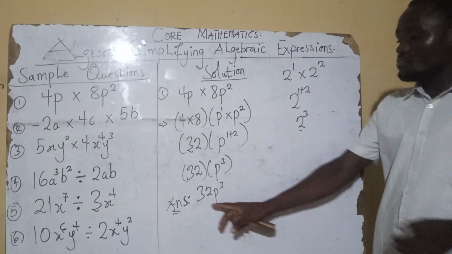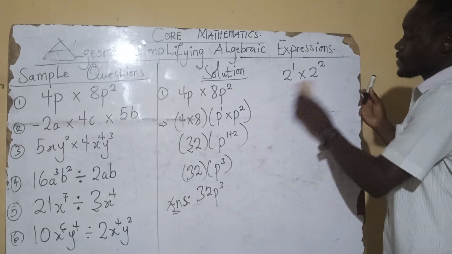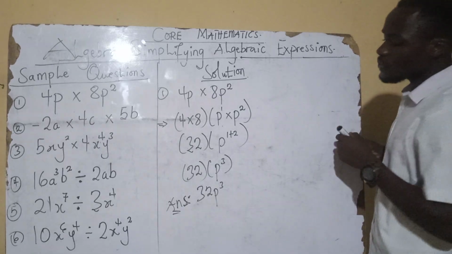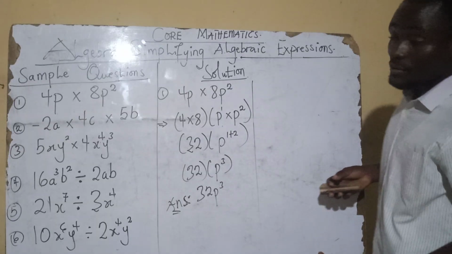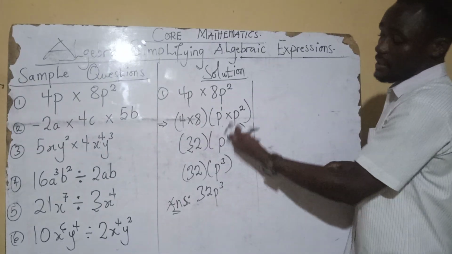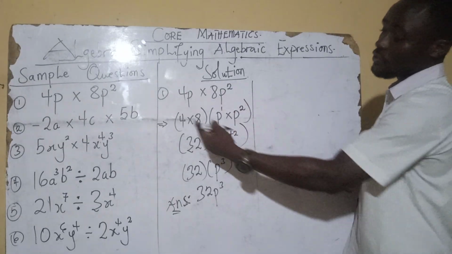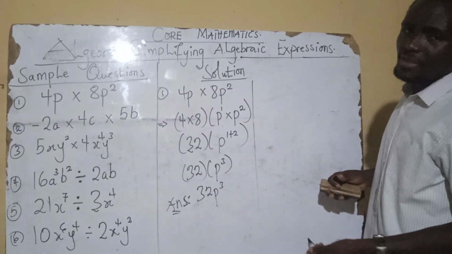So 32 p cube. Very good. Let's continue with question number 2. I believe you understand the process. It's not anything difficult. You move the numbers aside, then the variables that are involved also aside, then you multiply. I believe it is clear.